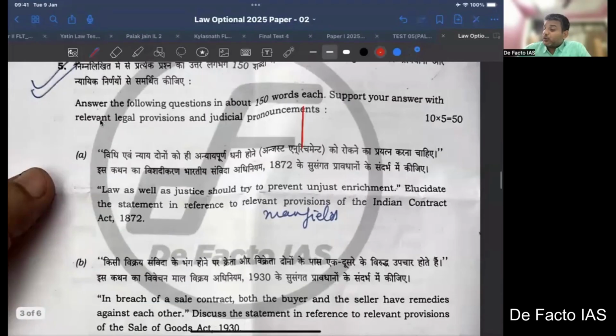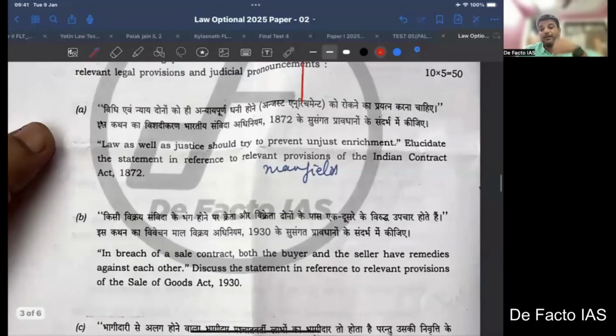Okay, now let us come to question number 5. That is your CLD and contract paper. Now, law as well as justice should prevent unjust enrichment, right? Section 68 to 72, right? Now, specifically, there's a very famous case of BK Mondal, right? Very famous case. That case is not only famous for unjust enrichment, but also for sovereign and non-sovereign function.